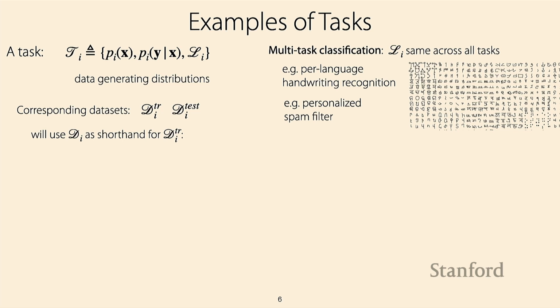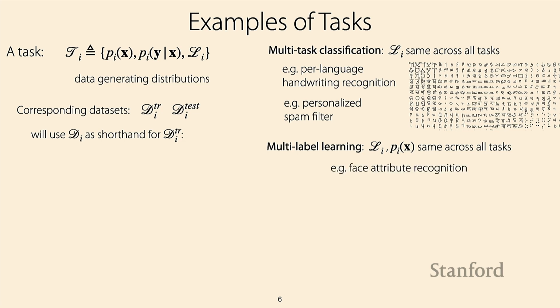So that's multitask classification. We could also consider a scenario where both p(x) and the loss function are the same across these tasks, and the only thing that differs is p(y given x). In a case like this, you could think of face attribute recognition as an example of this, where one task is maybe to detect if someone has black hair or brown hair or blonde hair or white hair, and a different task is to predict their eye color. In this case, all of the images are the same. You just have different distributions over labels.